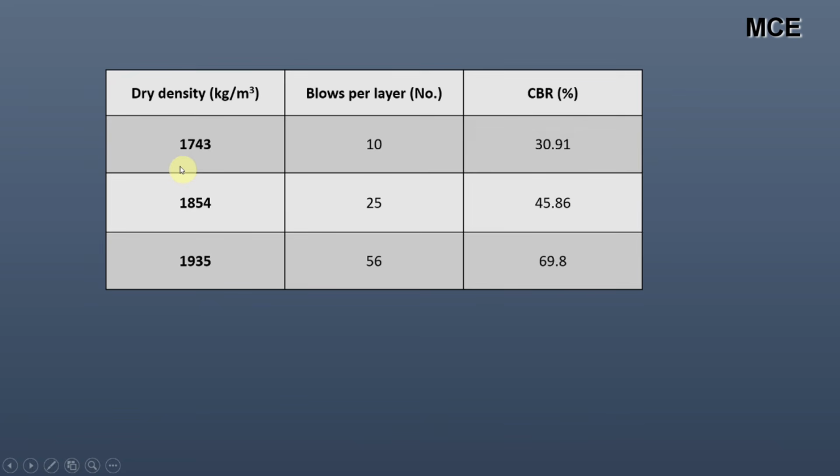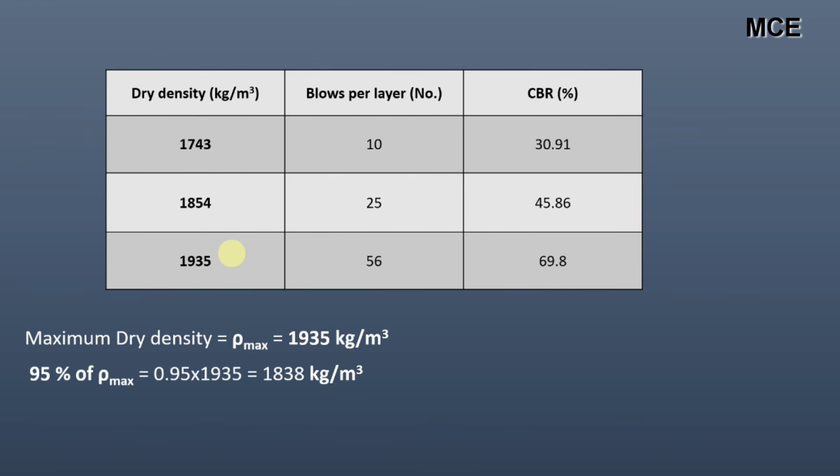After getting the CBR for the 3 specimens, the dry density has also been determined in the laboratory. That is, the dry density for specimen number 1 is equal to 1743 kg per meter cube. For specimen number 2, it is 1854 kg per meter cube, and for specimen number 3, it is 1935 kg per meter cube. We can see that the maximum dry density for the soil sample is equal to 1935 kg per meter cube. So 95% of the maximum dry density is equal to 1838 kg per meter cube.